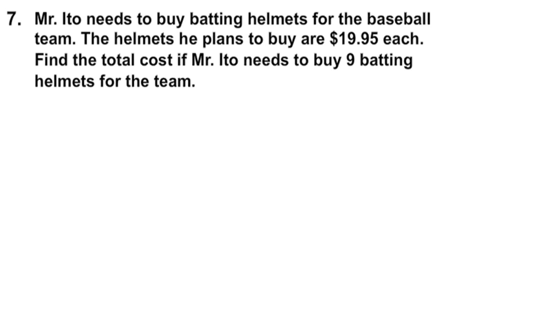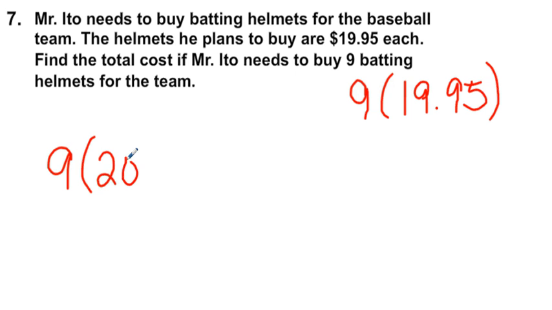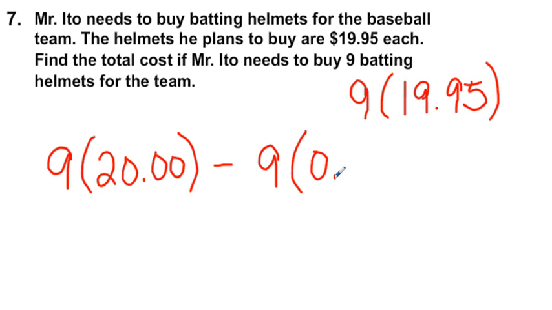So what we're going to do is distribute this number. Now, normally what we would have done is 9 times 19.95. But what they wanted you to do is use a little bit of mental math for this. 19.95 is very close to $20. So we're going to say 9 times $20, and then we're going to subtract 9 times 0.05, because 19.95 is actually $20 minus 5 cents.